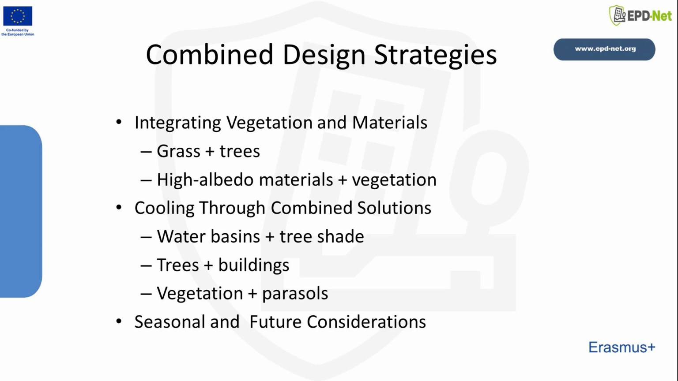The combination of a water basin and tree shade is effective. Another effective combination is trees and buildings. The presence of vegetation and parasols can provide shade and improve thermal comfort. Using high albedo materials and vegetation together can reduce air temperature more than either strategy alone.